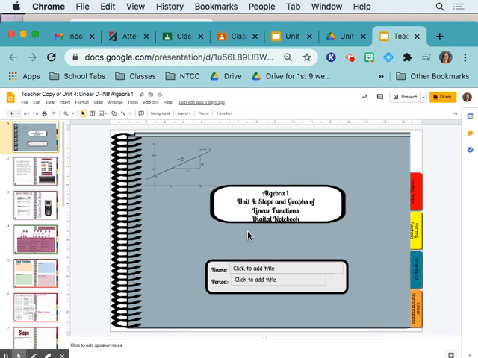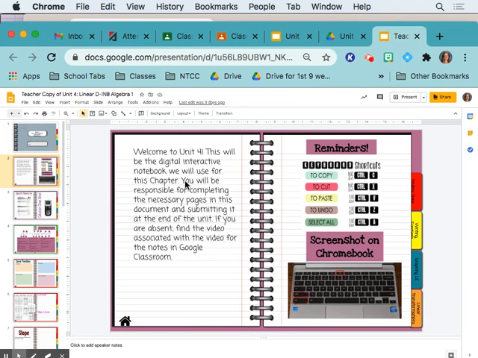We are starting Unit 4 in algebra. This is all about slopes and graphing. So if we look at the first page, or the second page, welcome to Unit 4. This will be the digital interactive notebook we'll use for this chapter. You'll be responsible for completing the necessary pages in this document and submitting it at the end of the unit.